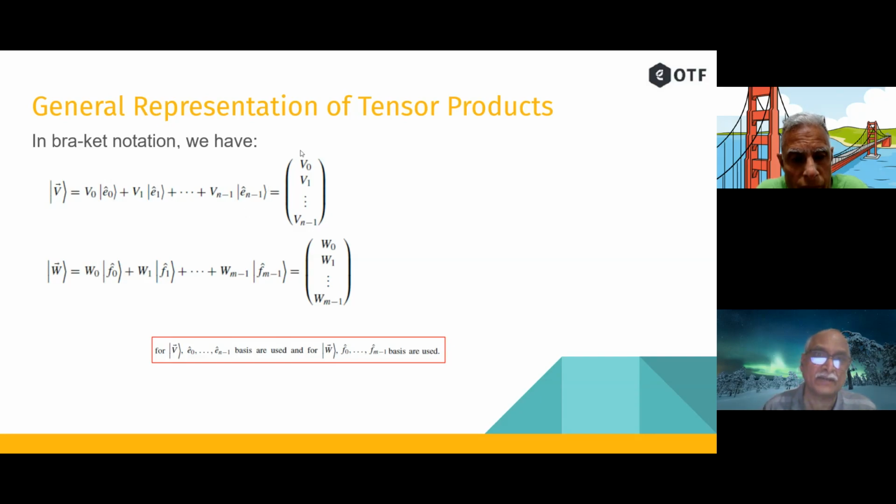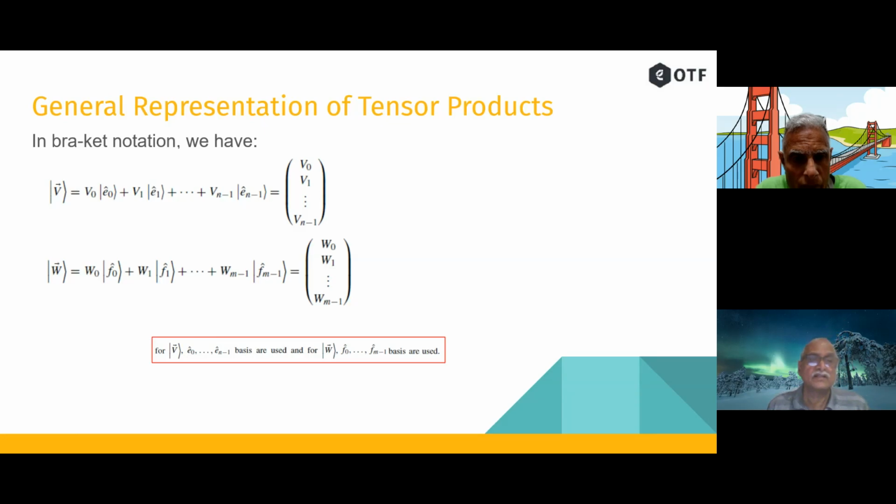Similarly, that is in the n-dimensional space. Similarly, w is denoted by these coefficients w0, w1, etc., wm minus 1. This once again is in a different space, the space for the second vector, and this is an m-dimensional space. So this is an n-dimensional space, this is an m-dimensional space. n and m need not be once again the same. So please once again remember the fact that over here, f0 hat, f1 hat, etc. up to fm minus 1 hat, these are just nothing but the basis vectors in the second space, right?